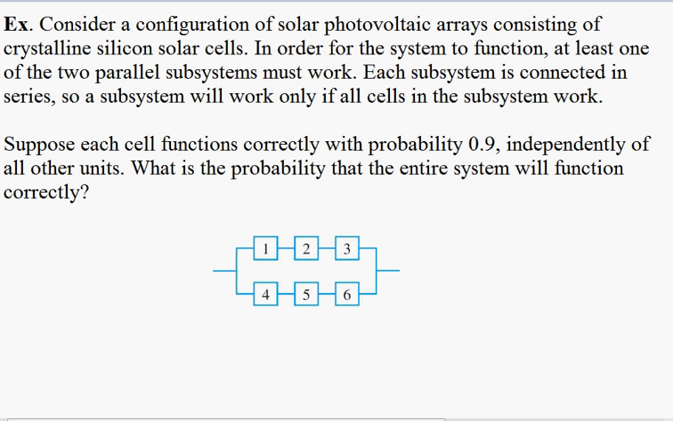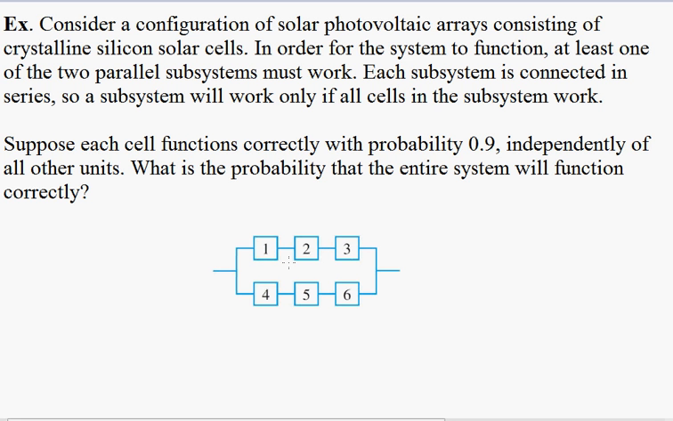Let's now consider this problem from the course. We have a configuration of arrays that are listed up in two parallel subsystems. So if the top subsystem works, then the whole system works. If the bottom subsystem works, then the whole system works. But one of the two subsystems has to work.